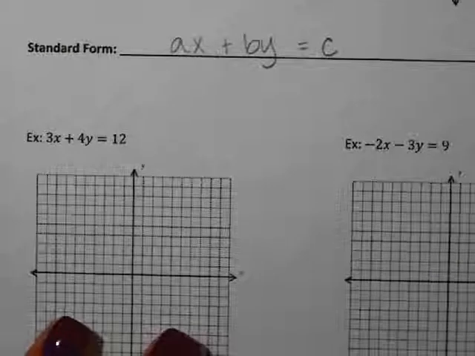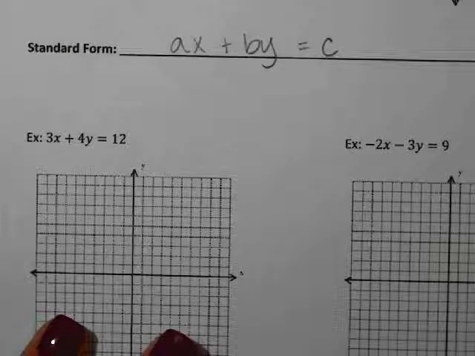All right. So there's two methods for graphing an equation that's written in standard form. One is called the cover-up method.